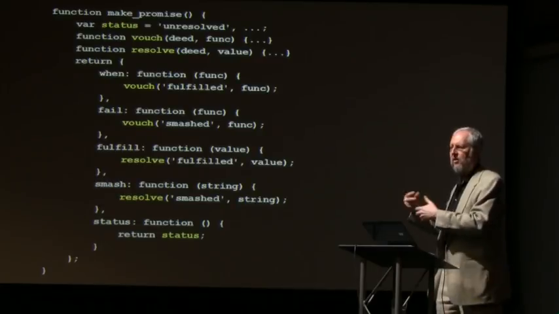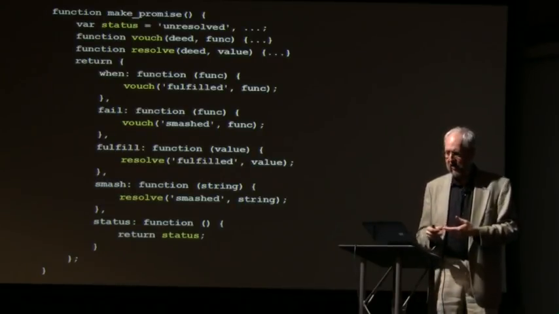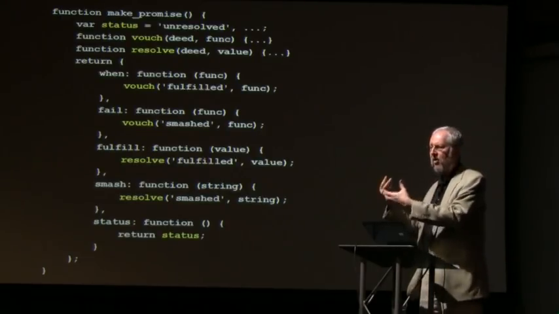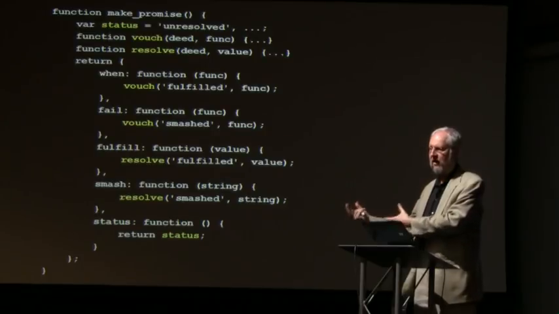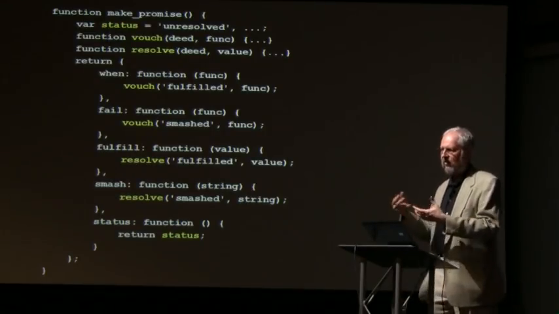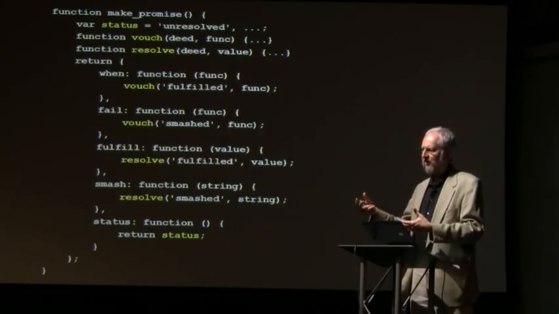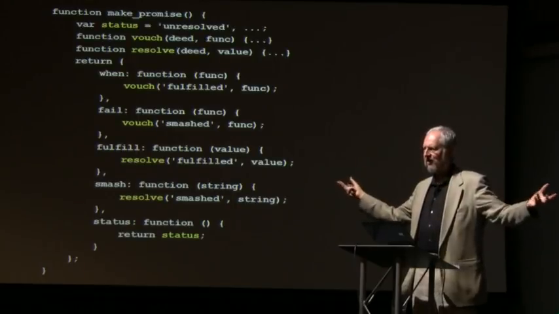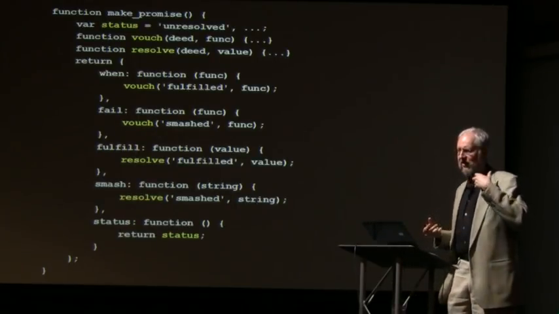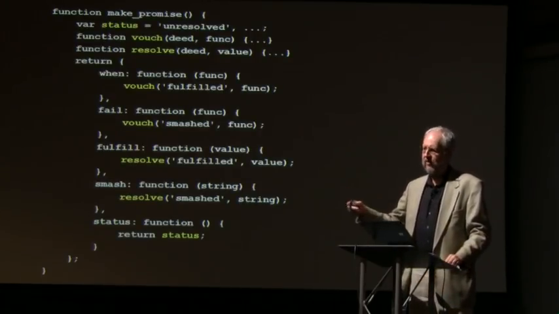And then the creator of the service might hang on to the fulfill and smash methods. Fulfill, he'll call and pass a value in when he knows what the value finally is. And that's the thing that will get delivered to the functions. And if it turns out that it's going to be an error, at this point it's too late to throw an exception because that was a long time ago and the other guy is not in your call stack anymore. So instead you smash the promise, you break the promise, and that will cause all of his fail methods now to run.